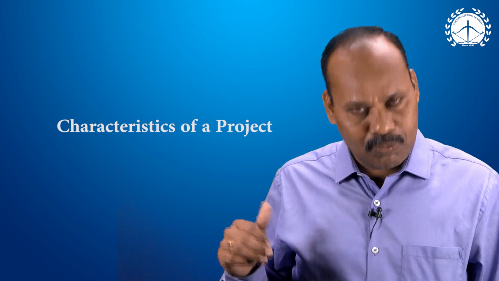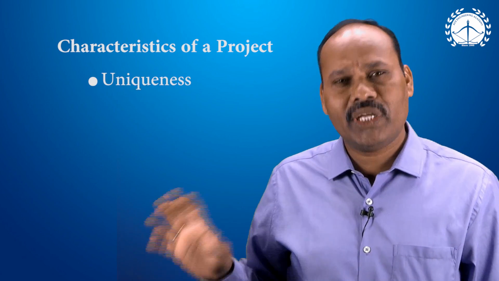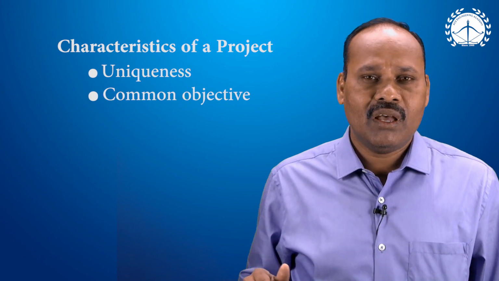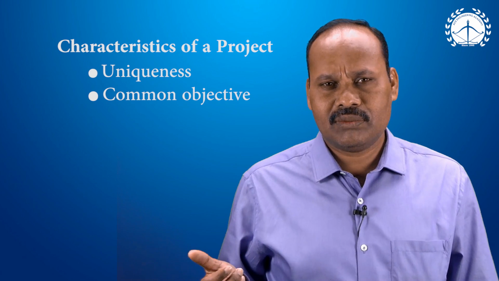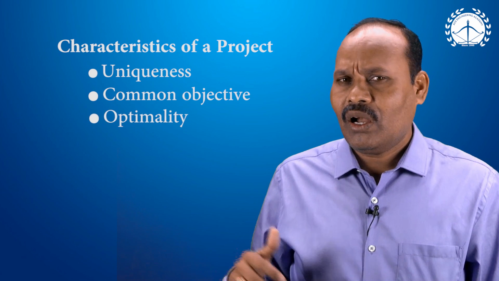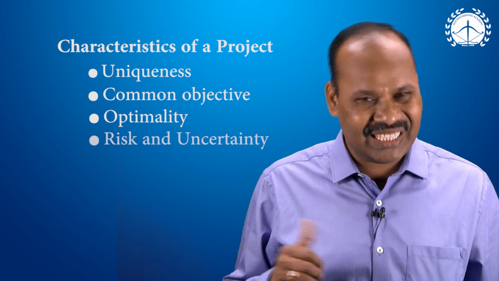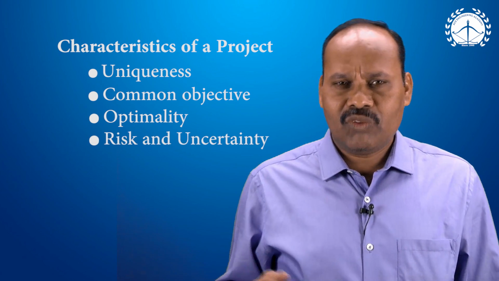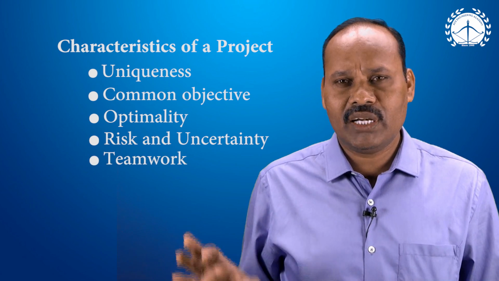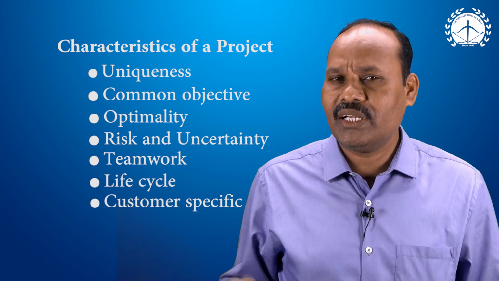What are the properties of a project? When we see the properties one by one, it is a unique set, it is unique. The second one, it must have an objective, goal oriented work. As far as resources are concerned, optimum utilization of resources, that we can call optimality. And definitely all real world problems are uncertain in nature, so the project will have risk and uncertainty. When we handle the work, a team is required, so project is teamwork. It will have starting time and completion time, that's why we can say it has a life cycle. And finally, it is customer specific.